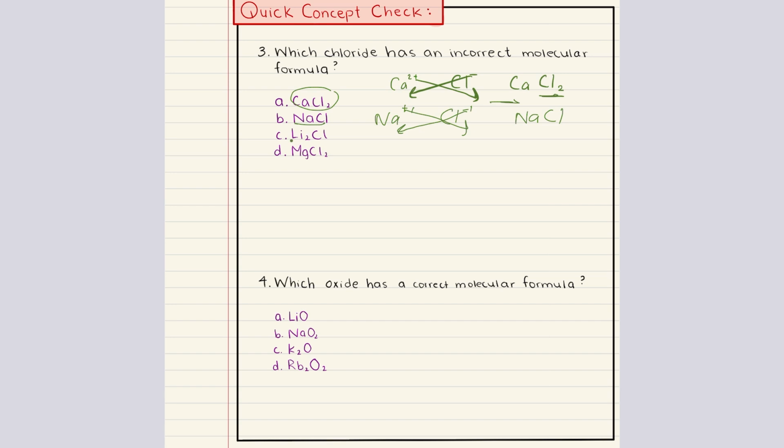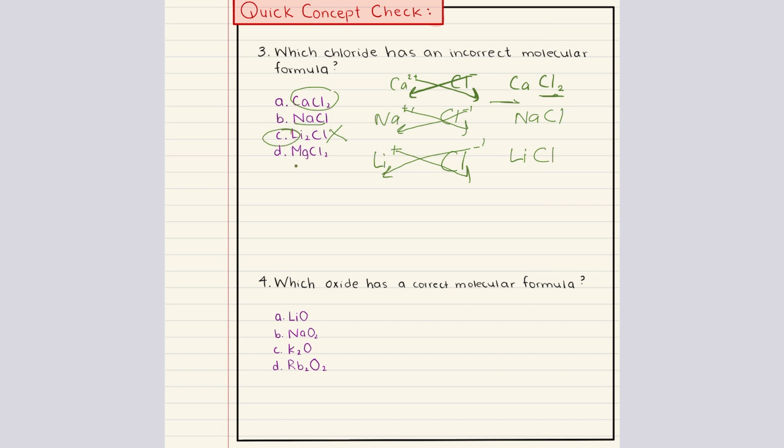Let's do the third one, Li2Cl. Lithium forms a +1 cation, and chlorine forms a -1 anion. Now here, if we switch the charges to figure out how much of each we need, we'll form LiCl. There is only 1 lithium to 1 chloride anion. So Li2Cl is actually incorrect. This doesn't follow our charge balancing rules. It's in fact the answer to this problem.